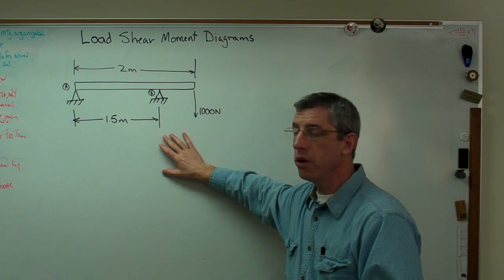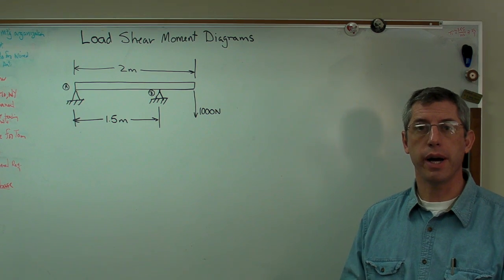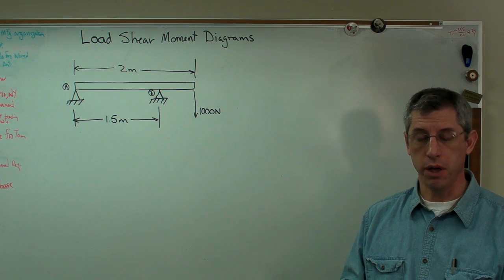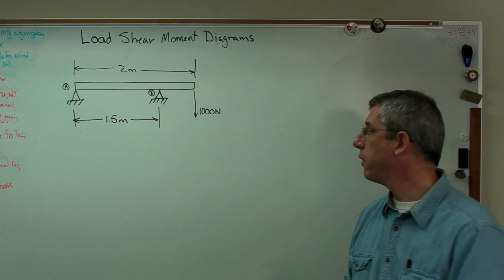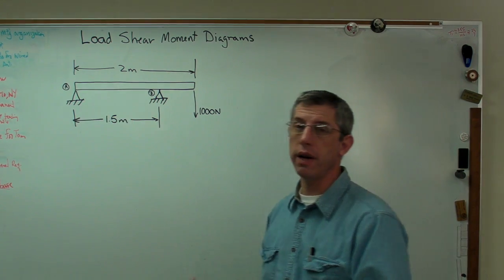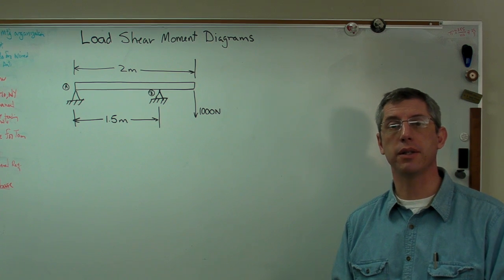Now, to draw a load shear moment diagram from this, we need to know what all the support reactions are. And we need to know the vertical reaction at A and the vertical reaction at B. Now, there are pins here, so there theoretically could be horizontal reactions. We don't have any in this case.